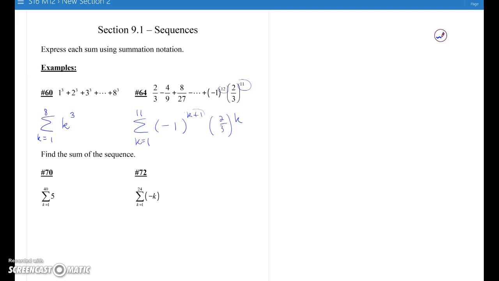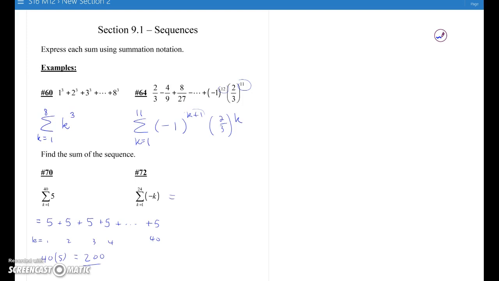Okay, so here's a couple that just ask you to find the sum of the sequence. So this says from k equals 1, 2, 3, 4, and so on, each time we have a 5. So we have a 5 and a 5 and a 5, and it says keep on doing this until you have 40 5s added together. But we know how to add 40 5s together. That says I have 40 copies of 5, so that's going to add up to 200 because multiplication is successive addition.